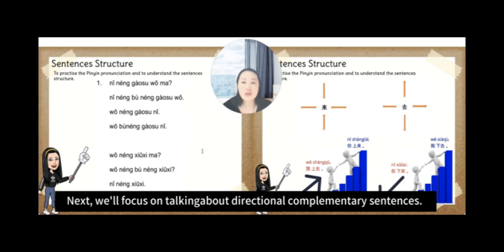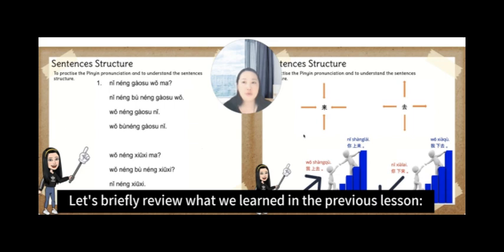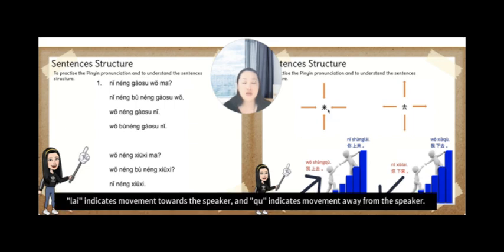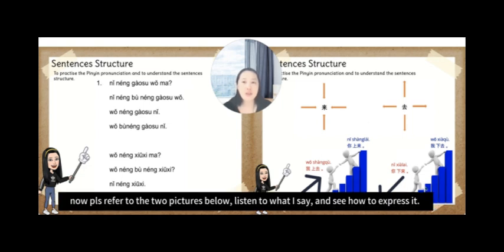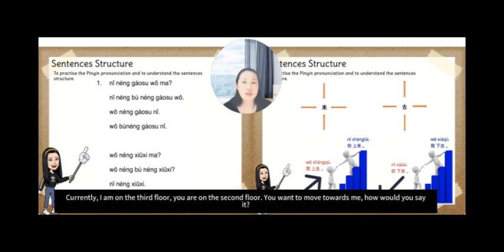So next, we will focus on talking about the directional complement sentence patterns. Let's briefly review what we learned in the previous lessons. The word 来 indicates movement towards the speaker, right? And the word 去 indicates movement away from the speaker, right? So now please refer to these two pictures and listen to what I say and see how to express it, right? Now, currently, I am on the third floor and you are on the second floor.